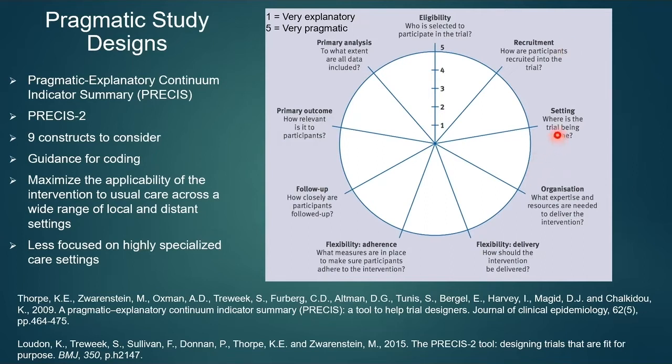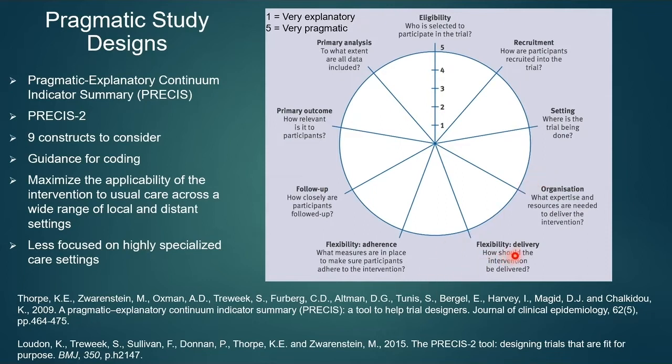Settings. Again, a very pragmatic trial would be in public health facilities, not private academic research facilities. Organization: what expertise and resources are needed to deliver the intervention? If we need a highly specialized, highly trained research team, that's going to be a very explanatory trial, versus an implementation science trial in which the deliverers of the intervention are the regular employees of the healthcare facility or organization.